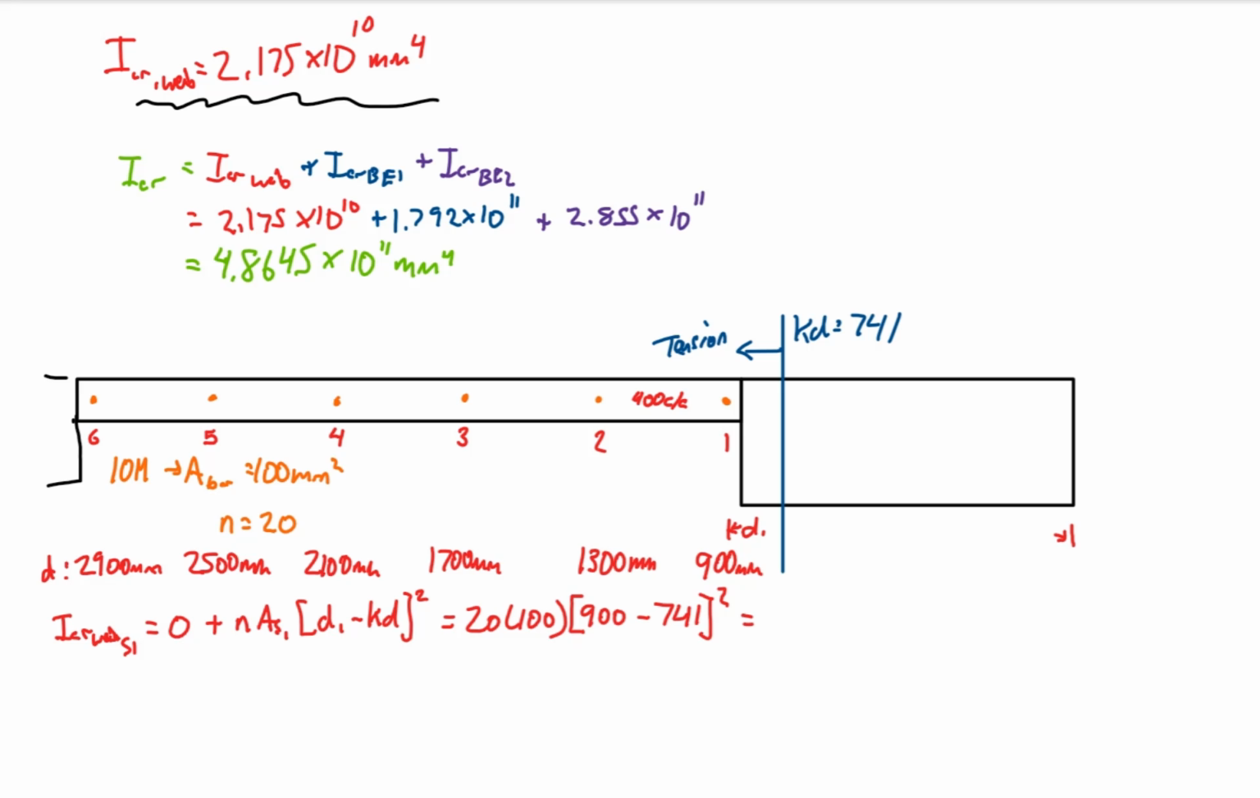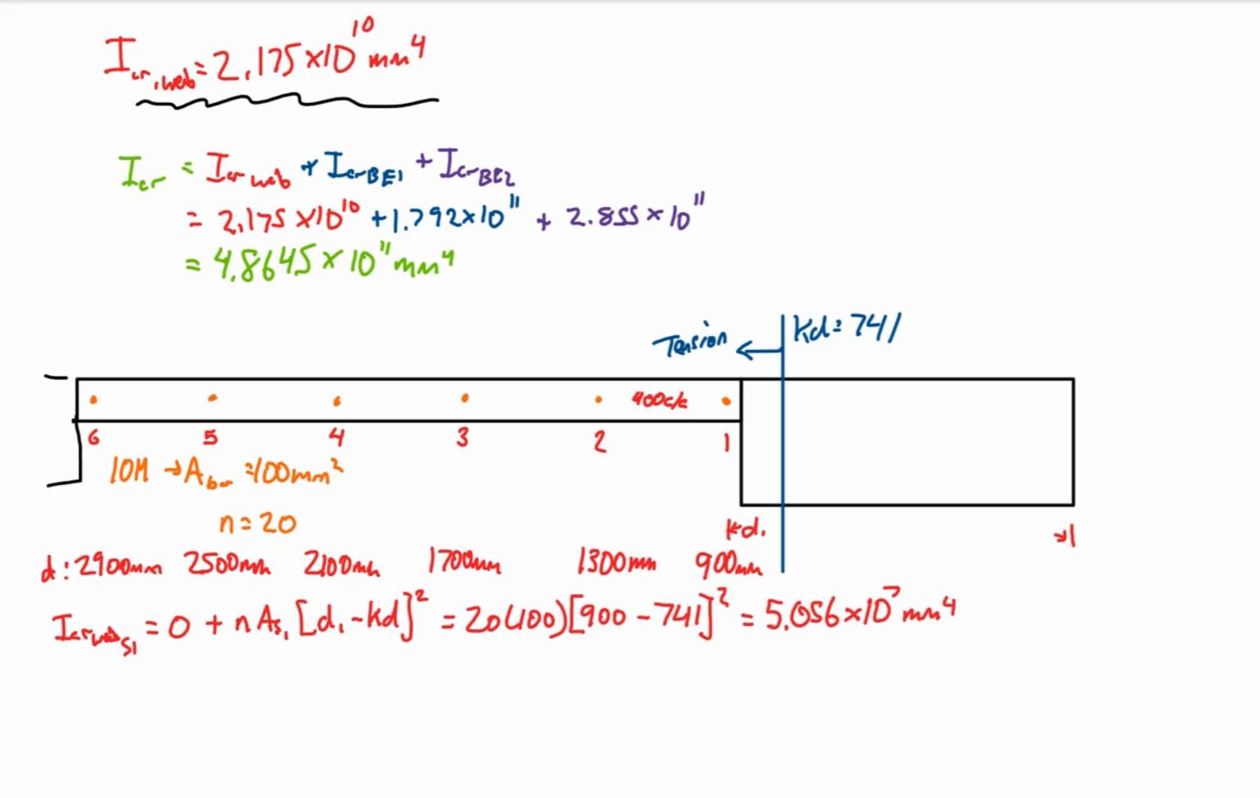I actually have to type this in my calculator because I haven't done this yet. 20 times 100 times 900 minus 741, square that whole bracketed term. Okay, so I'm going to do this in scientific notation here. So I've got 5.056, and that is times 10 to the 7, measured in millimeters to the 4.